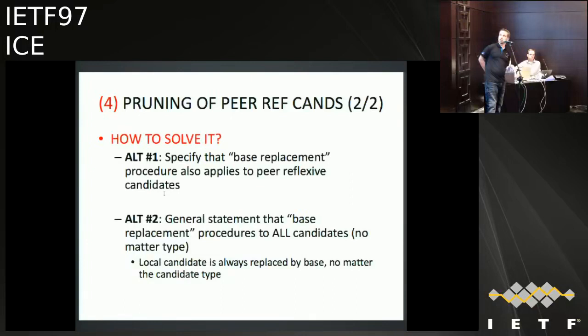And related to this, I didn't do a slide on that, but I also plan to align terminology about base, because sometimes the documents say base, sometimes base candidate, which was a little confusing, I think. So I'm probably going to use base, or I think candidate base is better, but I'm going to align that terminology anyways.